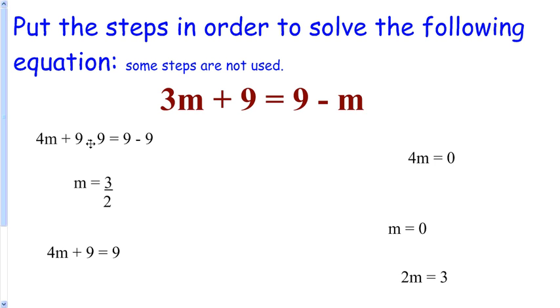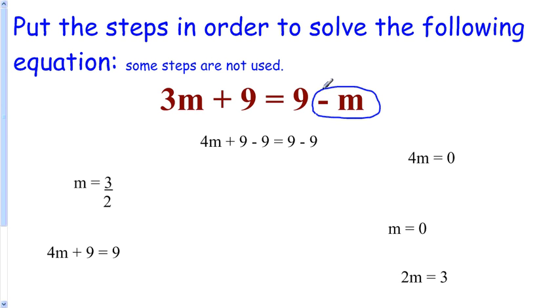Okay, if we look at this step here, how we get from here to here is if we bring the minus m to the other side, it actually becomes plus m. And so we get 3m plus m gives us 4m.